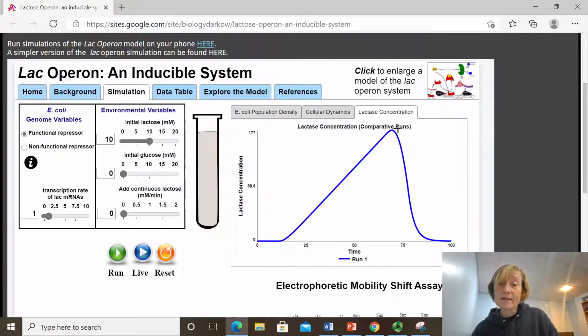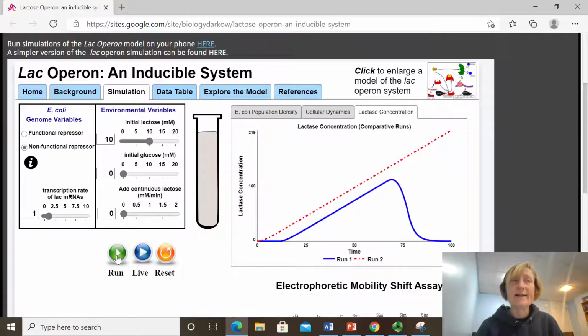at this point, I'm guessing that lactose is gone. It made enough lactase, or beta-galactosidase, to break down all the lactose, and now the inducible system is no longer induced because there's no more lactose present in the cell, and the enzyme disappears. The operon is turned off again. Okay, then it says click a non-functional repressor and run it again.